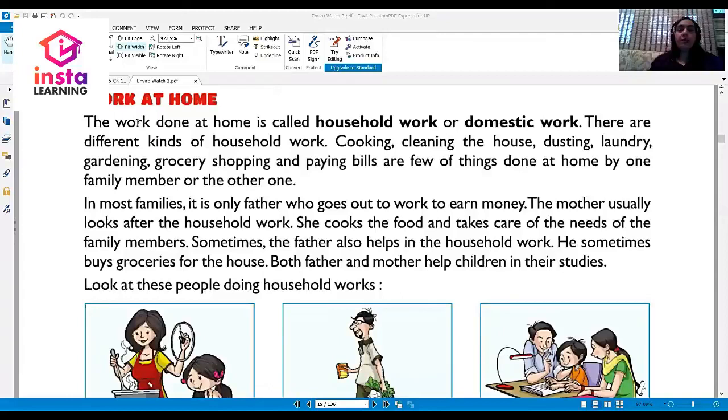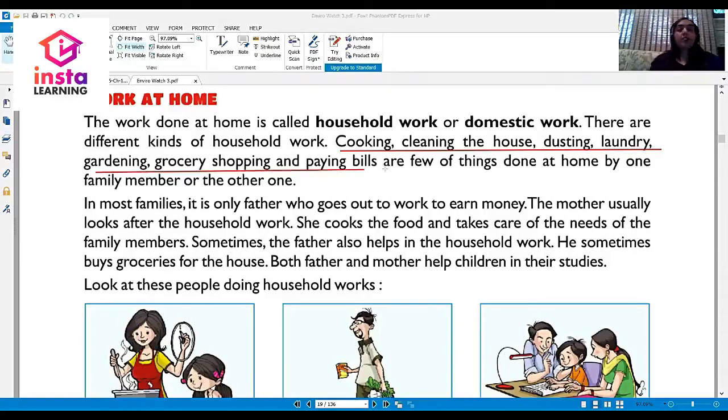So, for example, cooking, cleaning the house, dusting the house, laundry. What is laundry? Laundry is washing clothes. Gardening, that means giving water to plants.